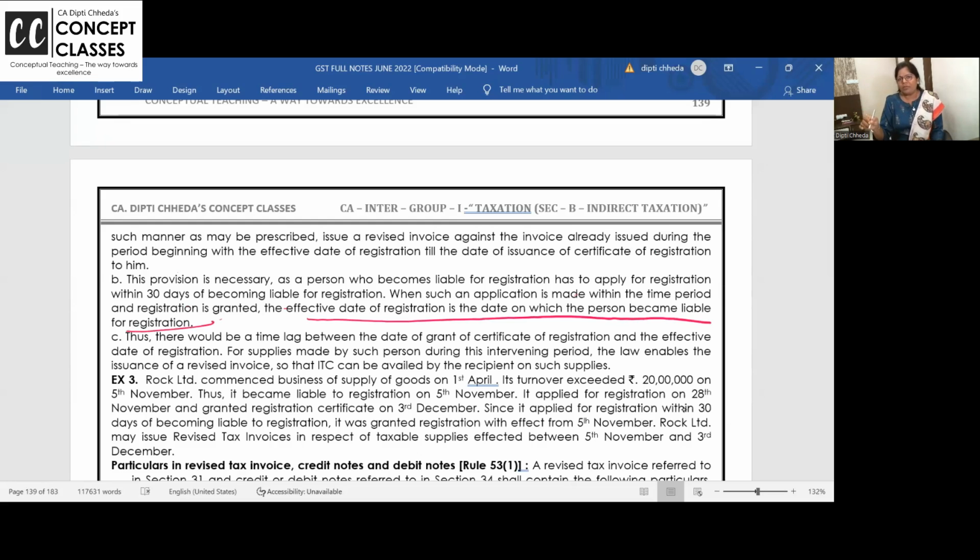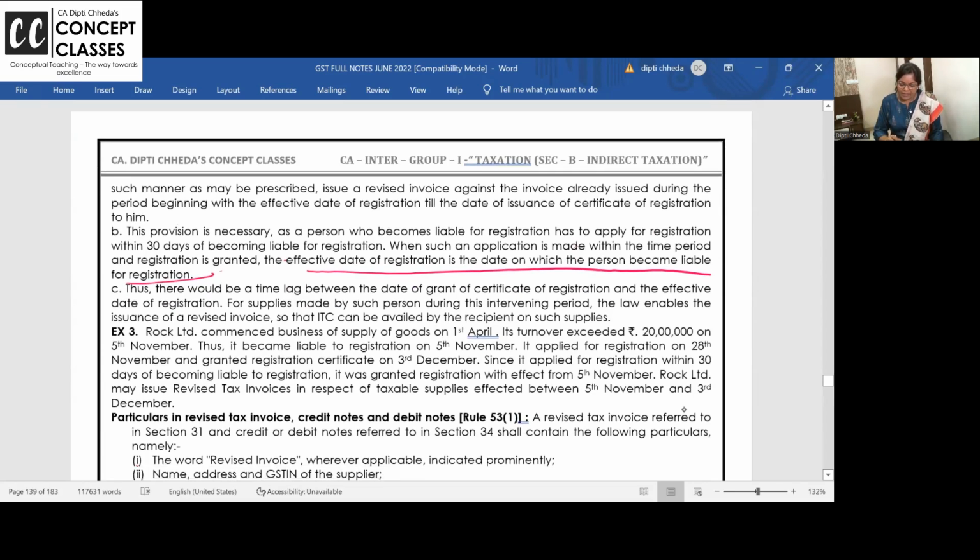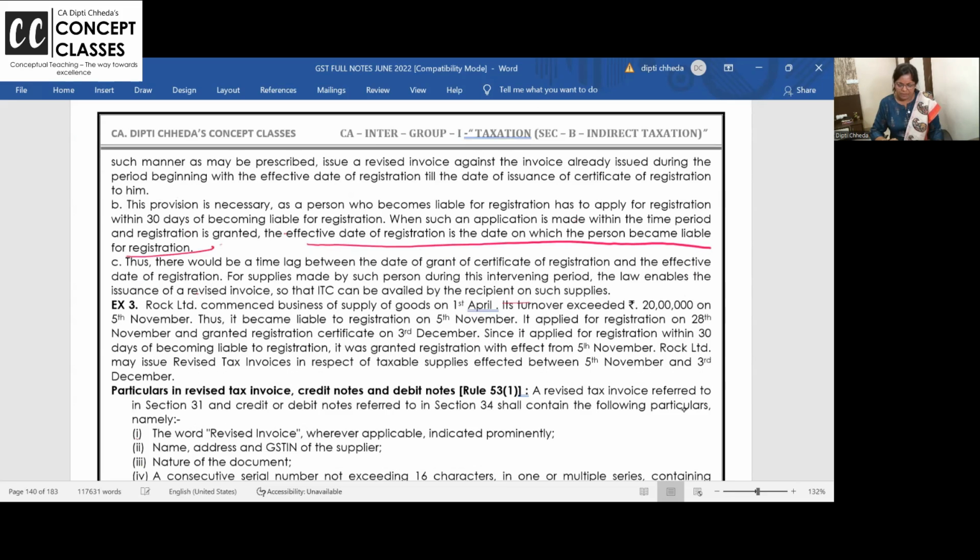Now here I have written in the point, the same point I have given in table form in the registration chapter. And thus there would be a time lag between the date of grant of certificate and the effective date of the registration. Date of registration is the day you are liable, 1st July, but the grant is 25th September. So for supplies made by the person during the intervening period, the law enables them to issue a revised invoice.